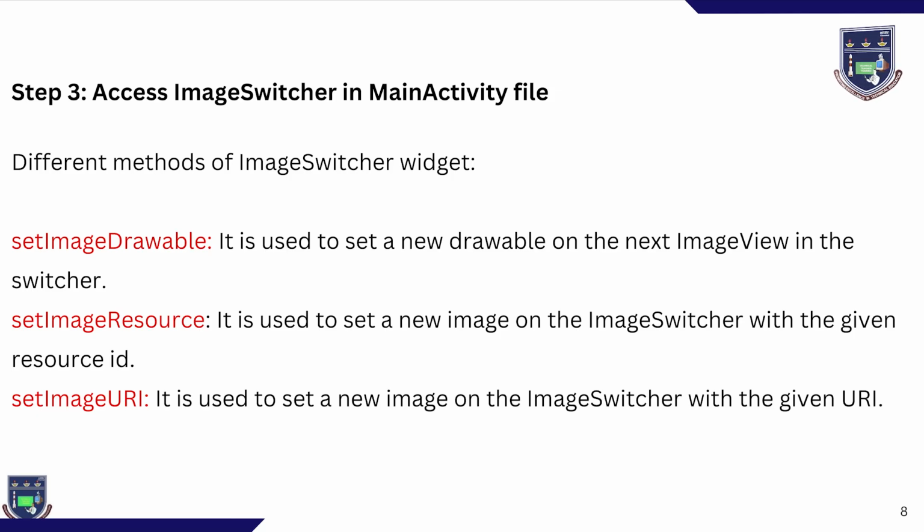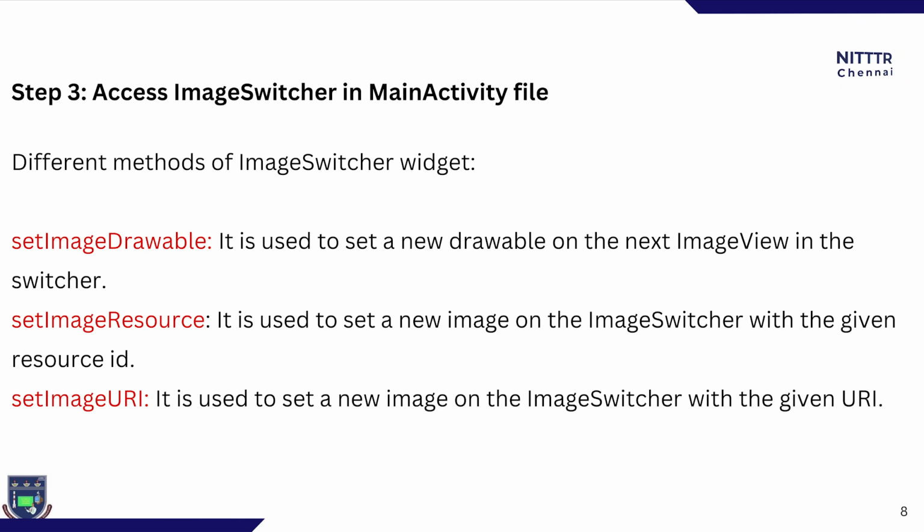Now in this particular step, we access the image switcher widget in our Kotlin file, that is MainActivity.kt. Next we have various methods which have been defined in MainActivity.kt. The image switcher provides several methods to display the images dynamically. The first method is setImageDrawable. This method sets a new drawable object on the next image view inside the switcher.